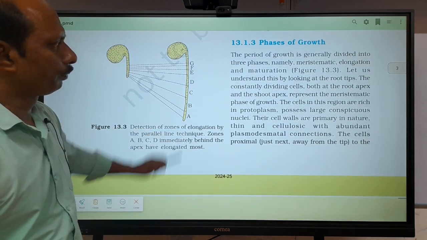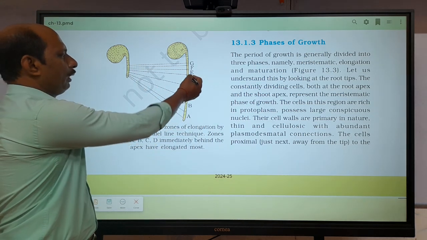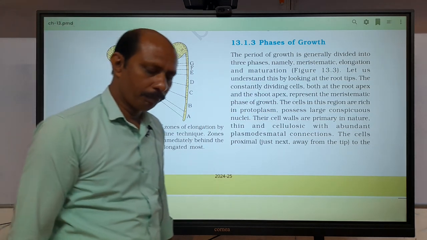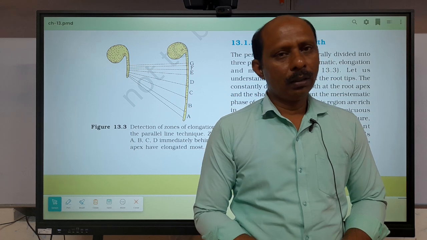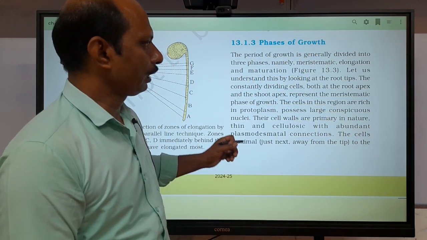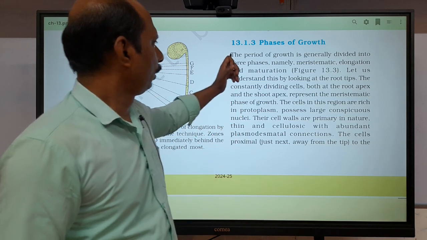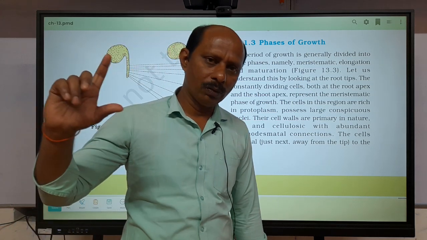Now phase of growth. Here a diagram is given. Now look, A, B, C, D, E, F, G. So phase of growth: in our previous chapter, when we were reading the morphology of flowering plants, we read the apical part of the roots. The period of growth is generally divided into 3 phases, and that side we read this one.